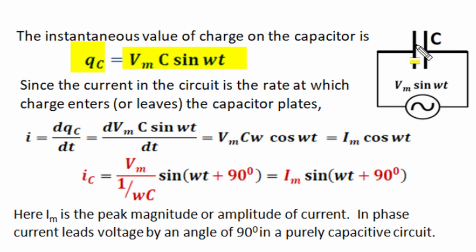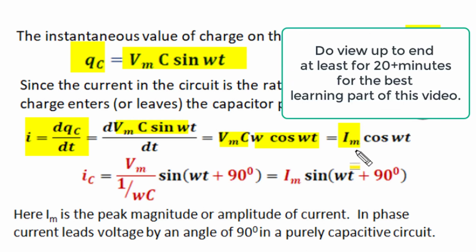Since the charging current is the rate at which charge enters or leaves capacitor in this circuit, and time rate of charge flow is charging current, if in place of capacitor charge we write Vm C sin omega t and perform a differentiation, then Vm and C are constant, and differentiation of sin omega t is omega cos omega t, and this Vm C omega becomes the expression for amplitude of current or peak magnitude of charging current, and charging current becomes a cosinusoidal function.